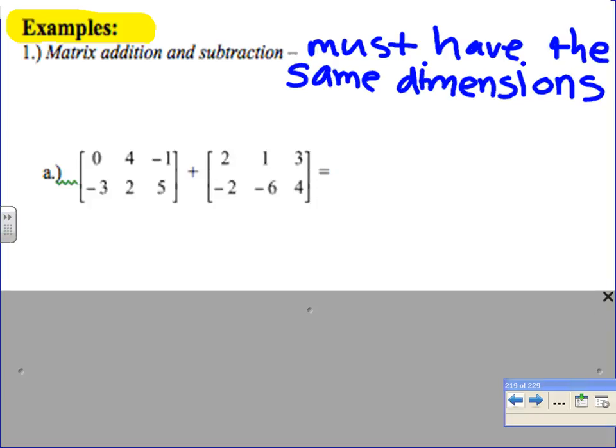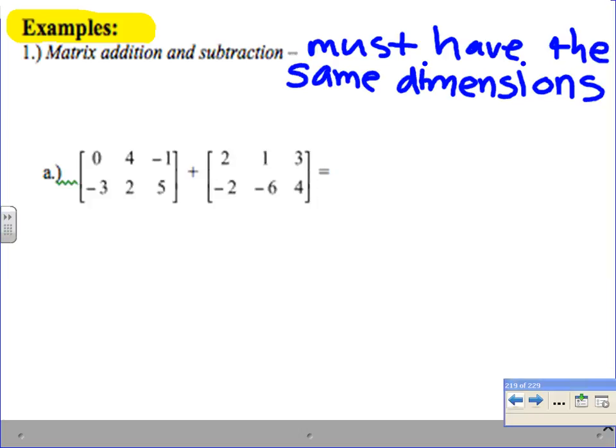Okay, so let's do an example. Letter A. What are the dimensions in letter A? What are the dimensions, Emma M? Good. Charles, what are the dimensions of the second one? Great job. Rows by columns, rows by columns. 2 rows, 3 columns. 1, 2, 3.